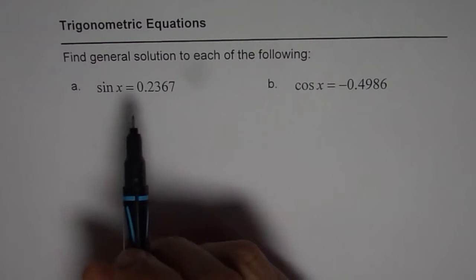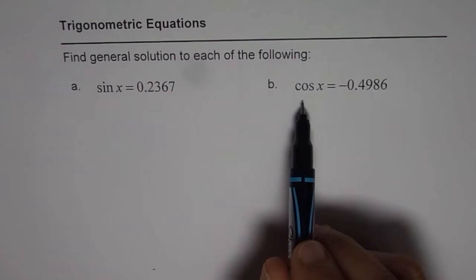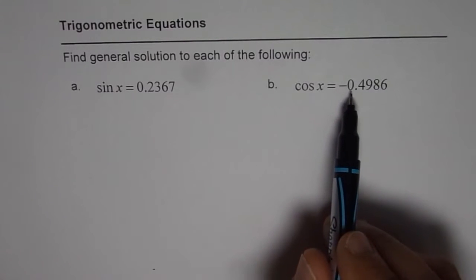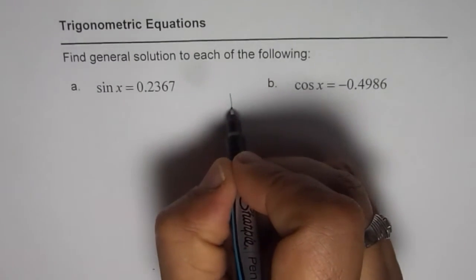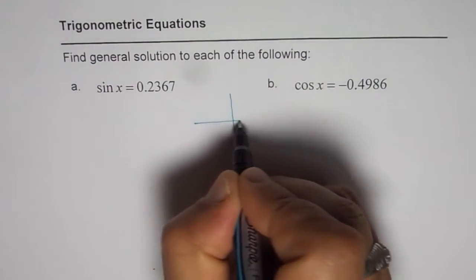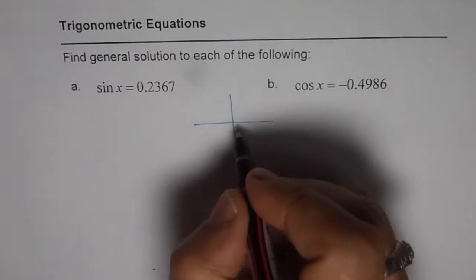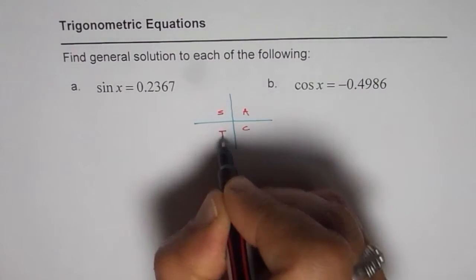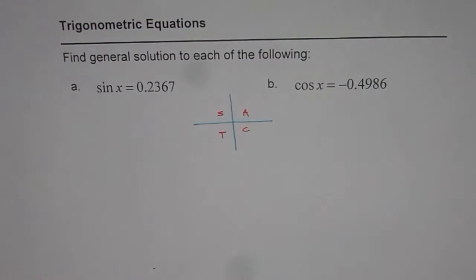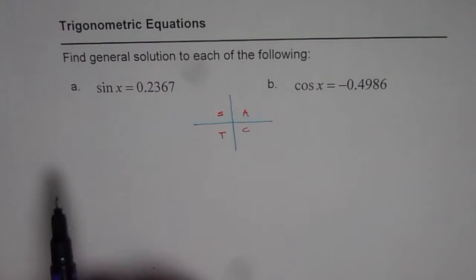So we have two examples here. One is sin x equals 0.2367. The other one is cos x equals minus 0.4986. Now to find a general solution, we should look at the function from a couple of angles. One of them is the CAST rule. What I mean to say is we should know in which quadrant the function is positive and in which quadrant the function is negative. As far as sin x is concerned, we are looking for a positive value.